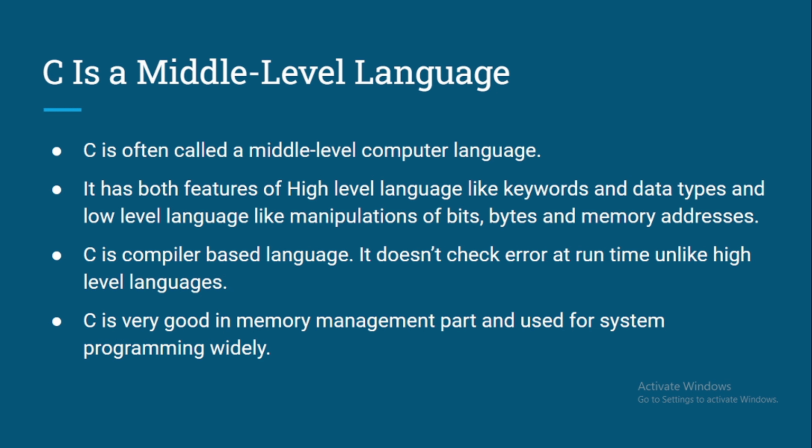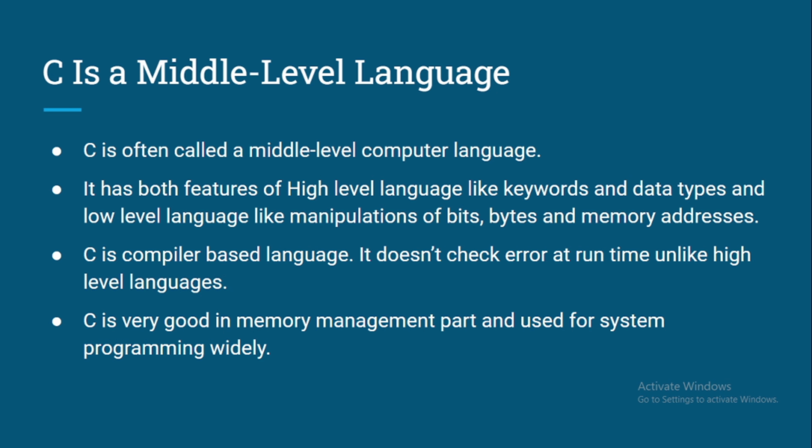For example, it has features of a high level language like keywords and data types, and of a low level language like manipulation of bits, bytes and memory addresses, right? So in C we have a mixed feature set of high level and low level languages. That is the reason we call it a middle level language. We have keywords and data types, and some low level features like manipulation of memory addresses using pointers, bits and bytes. Those features are also available in the C programming language.